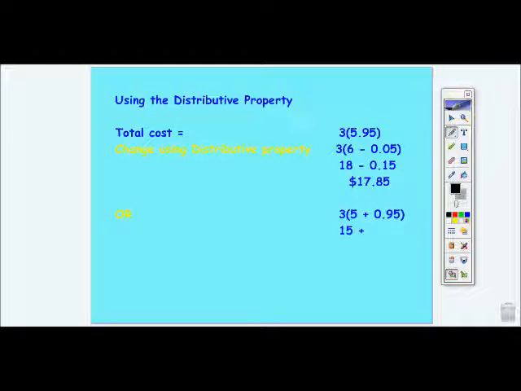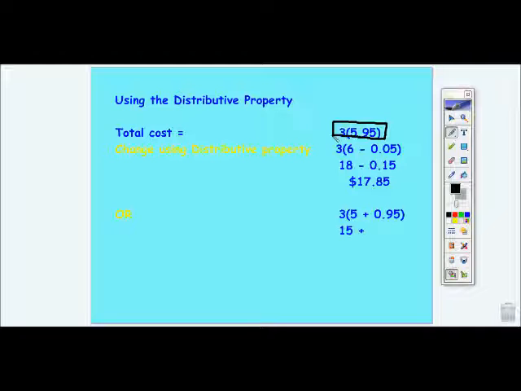So let's go ahead and get down to it. The first of using the distributive property is when we have something that is a harder problem to work out mentally. So our first one is 3 times $5.95. Now I want to change $5.95 to an even dollar. So I'm going to change it to 6, the closest even dollar to it.